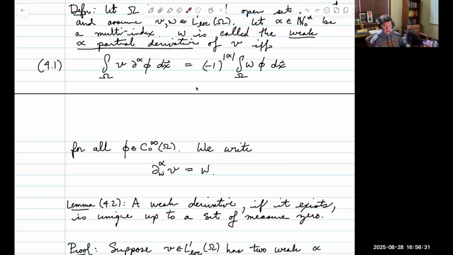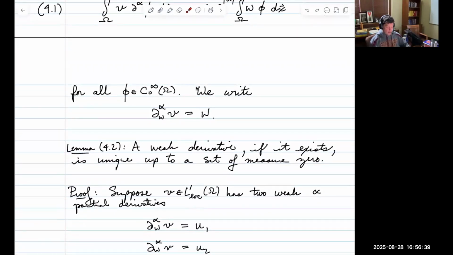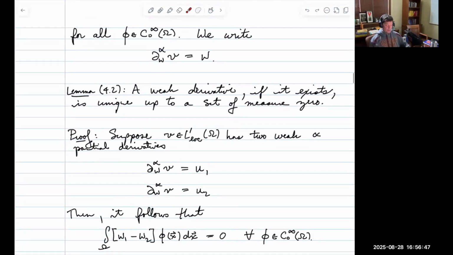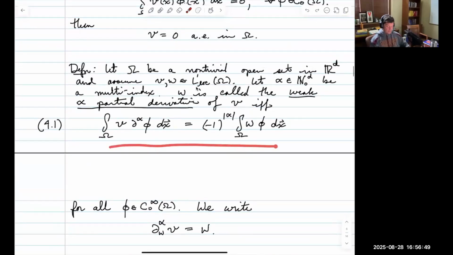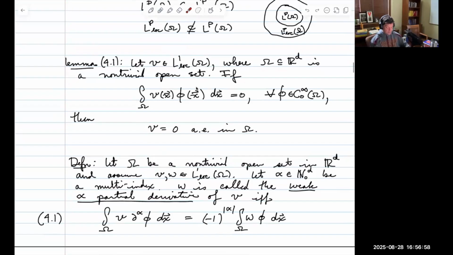Now, before I get on to some examples, let me give you one property of these functions. A weak derivative, if it exists, is unique up to a set of measure 0. And how can I prove this? Well, I'm going to use definition 4.1, and I'm going to use the little calculus of variations lemma that I already talked about, lemma 4.1.